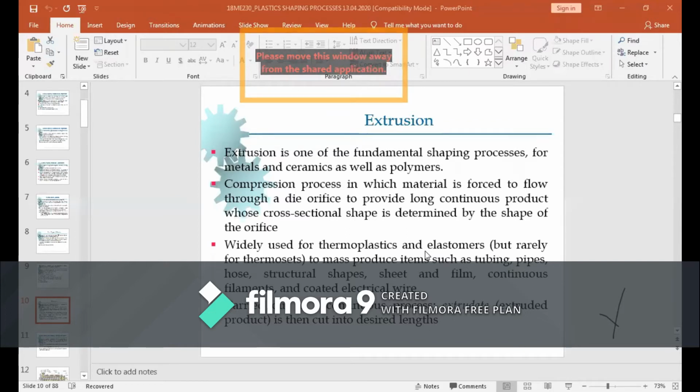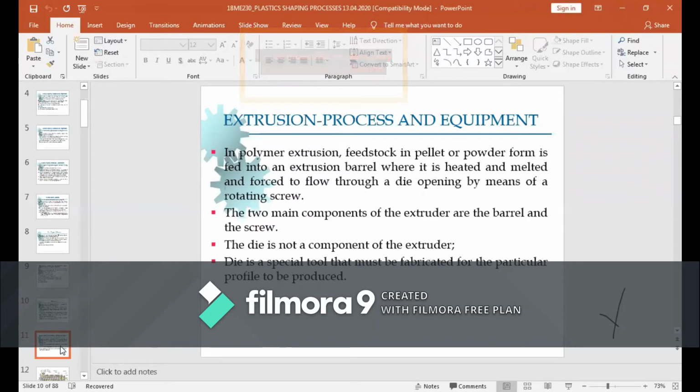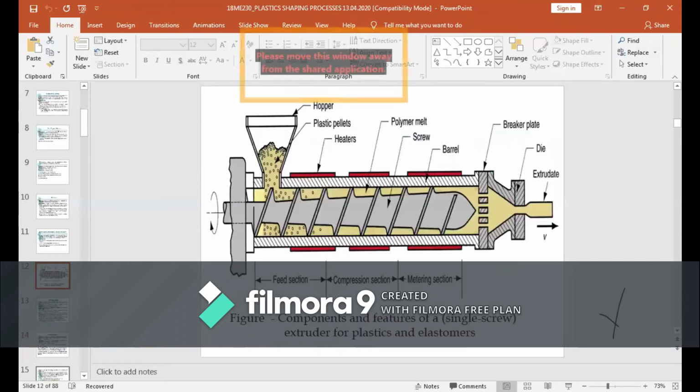I can make pipe, tube, hose, structural shapes, sheets, sleeve, continuous filaments, and coated electrical wire. This is the application of your plastic extrusion process. Here you have to mention that whatever the extruded product is, it is called extrudate. Extrudate. I will show the diagram so that you can easily understand. From an exam point of view, the diagram is very important. I'll show the diagram in the next slide.